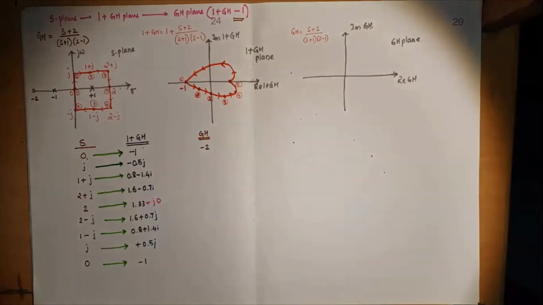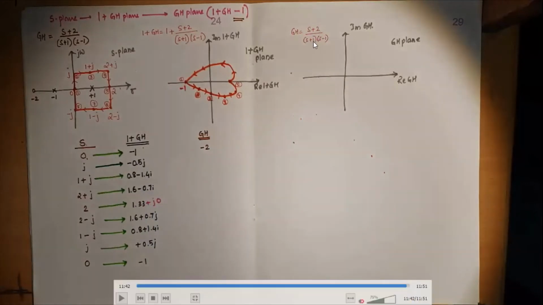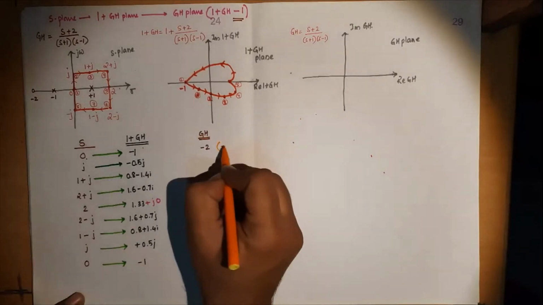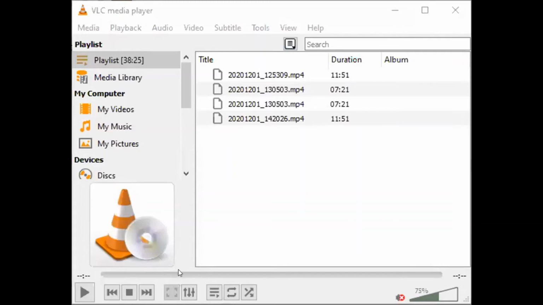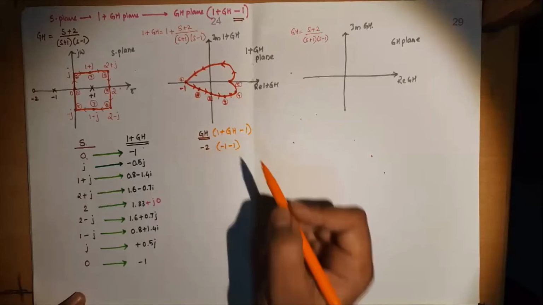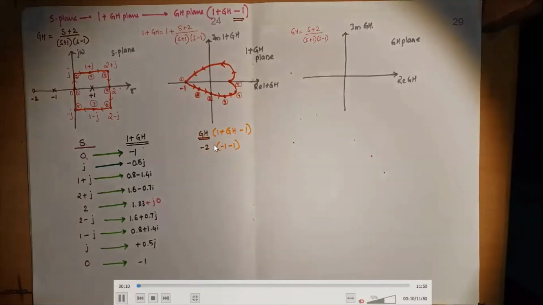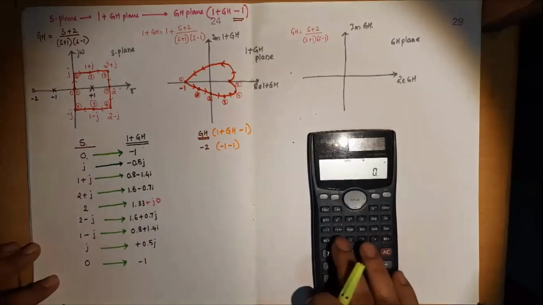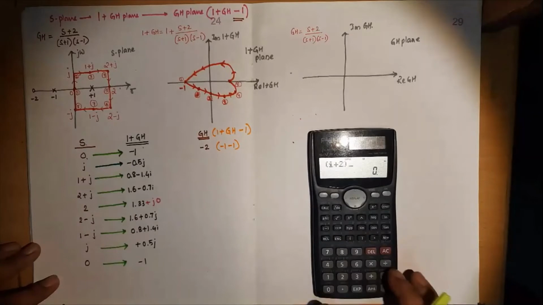If you substitute 0, what will you get? 0 plus 2 divided by 0 plus 1, 0 minus 1. So that is minus 2 in the numerator. Here is something to be observed: we subtracted minus 1 from the 1 plus GH. Is it correct? We have a minus 1 here. I subtracted minus 1 here, so I got minus 2. Or as I said earlier, we can get the GH plot from 1 plus GH just by subtracting minus 1.